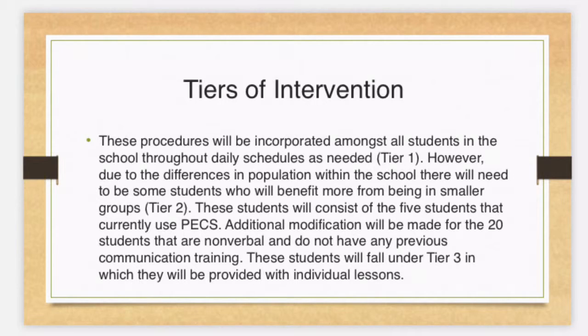Tiers of intervention. These procedures will be incorporated amongst all students in the school throughout daily schedules as needed, Tier 1. However, due to the differences in population within the school, there will need to be some students who will benefit more from being in smaller groups, Tier 2. These students will consist of the 5 students that currently use PECS. Additional modification will be made for the 20 students that are nonverbal and do not have any previous communication training. These students will fall under Tier 3, in which they will be provided with individual lessons.